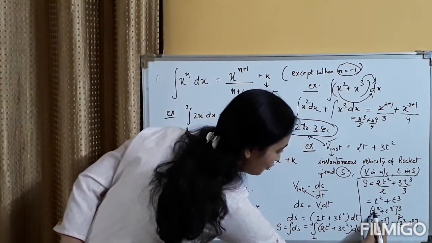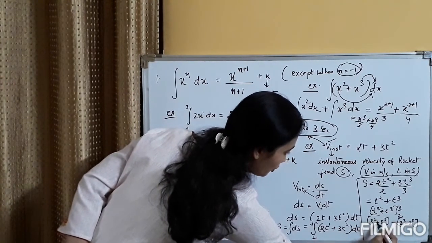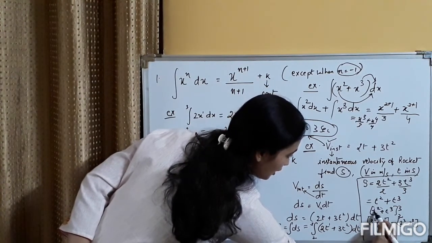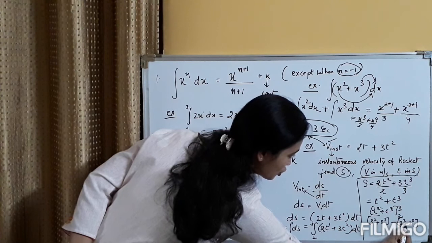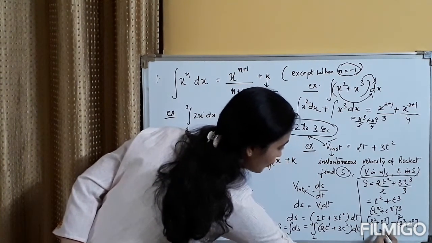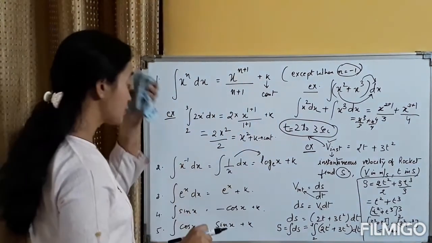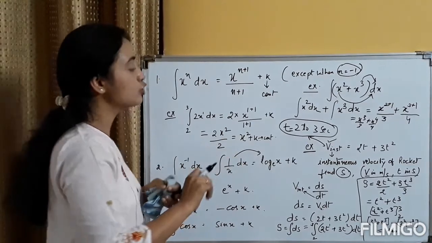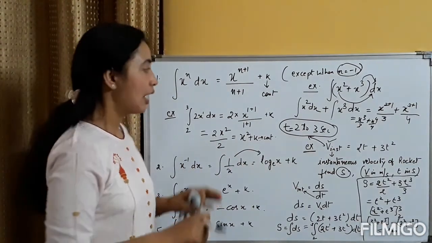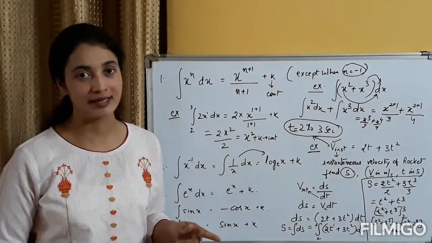Upper limit, in place of t, put 3. 3 square plus 3 cube. This is upper limit minus lower limit. Put t equal to 2. 2 square plus 2 cube. Upper limit minus lower limit will give you the required answer. So this is how you are going to use the limits. And this is how you are going to apply the rules of integration. I hope you got it. I hope you understood this.